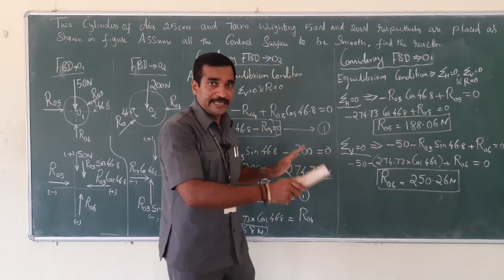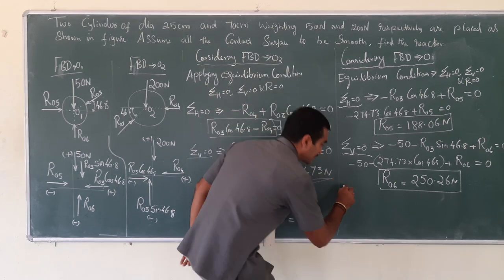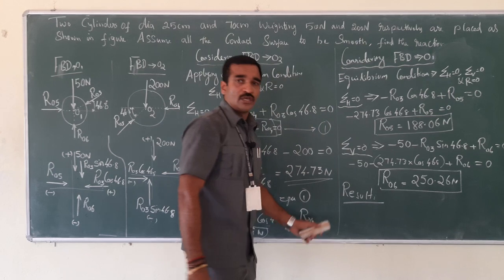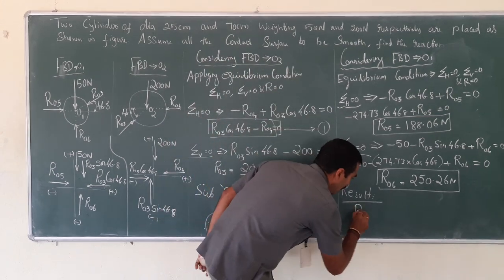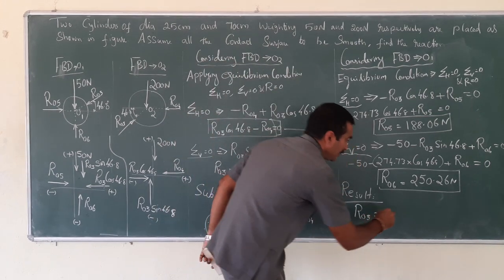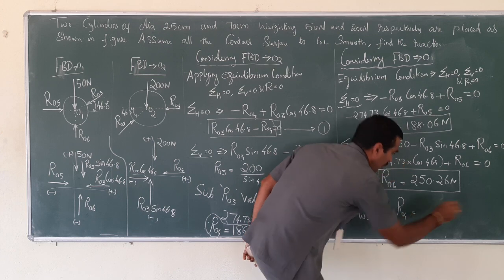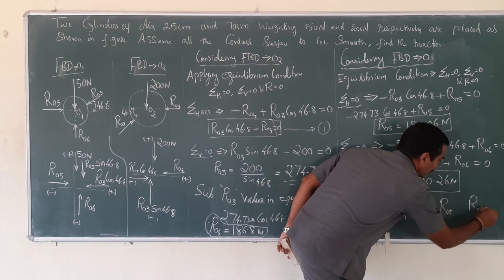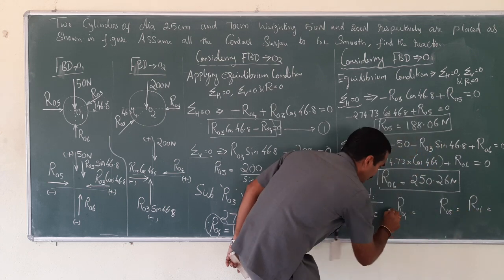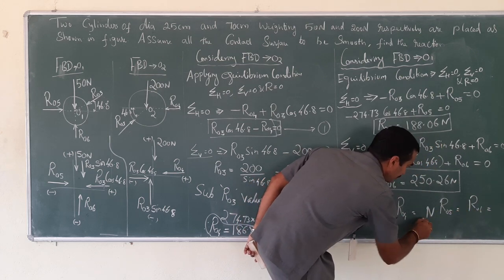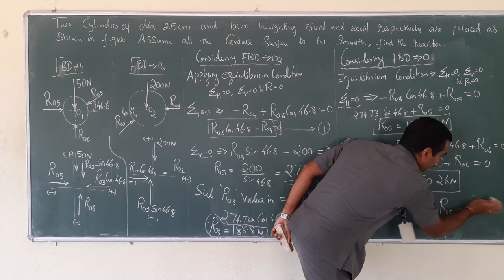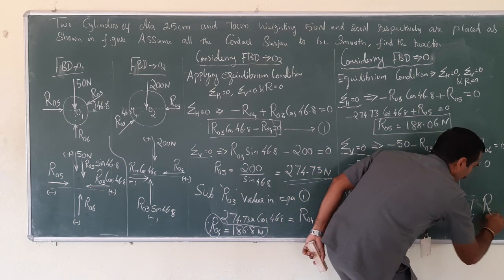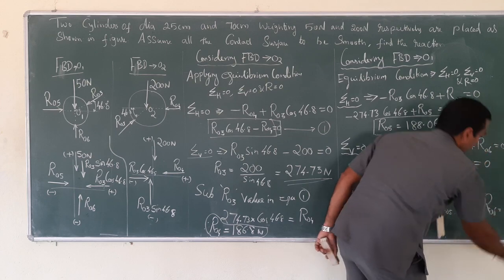So after this, what you have to do? You have to write the result. That is RO3, how much value? RO3, whatever value you got here. Then RO4, how much value in terms of Newton? RO5 and RO6. So much Newton each.